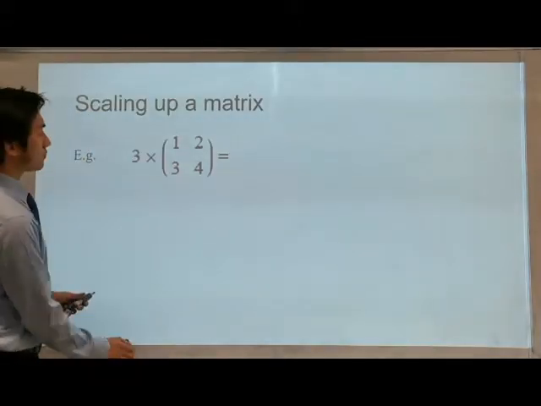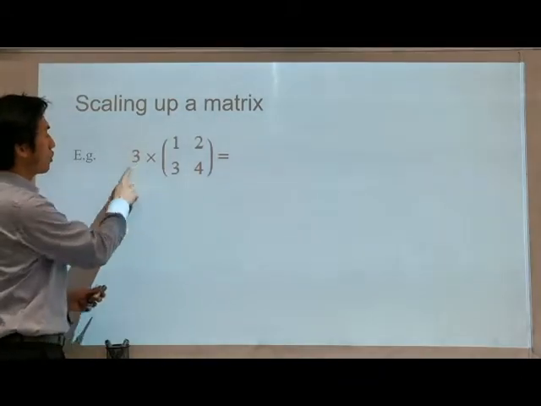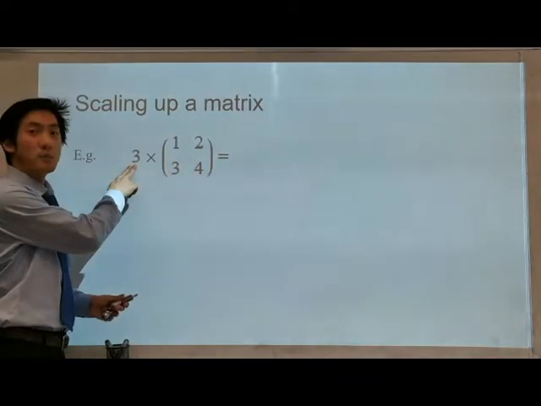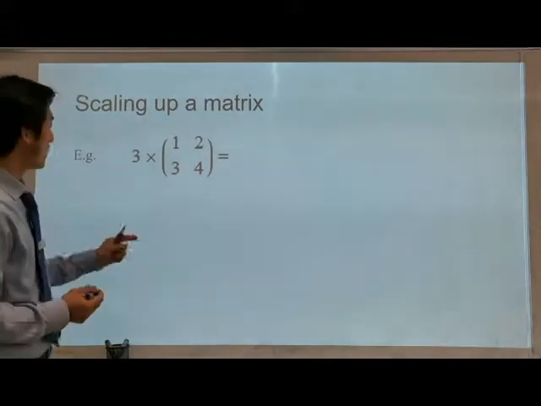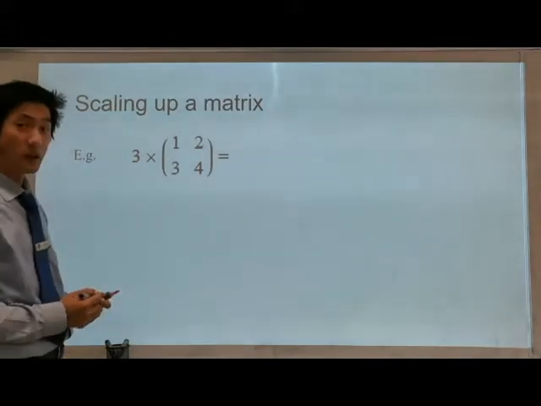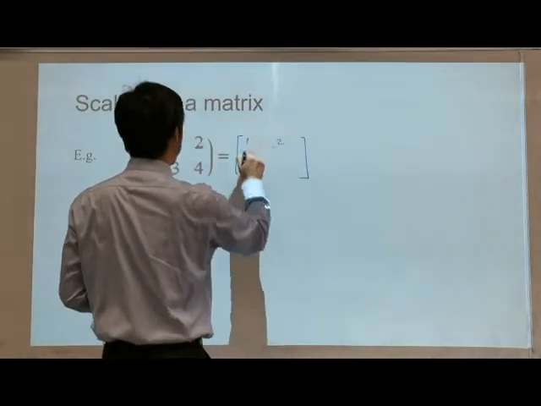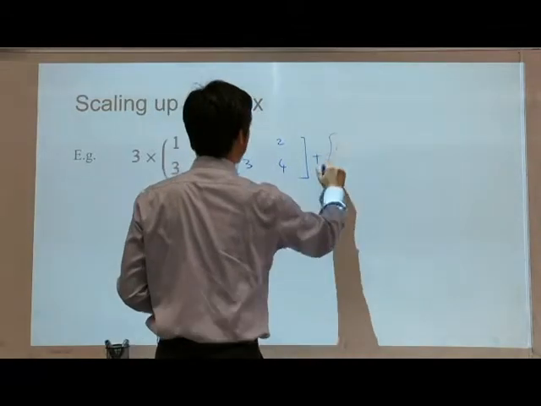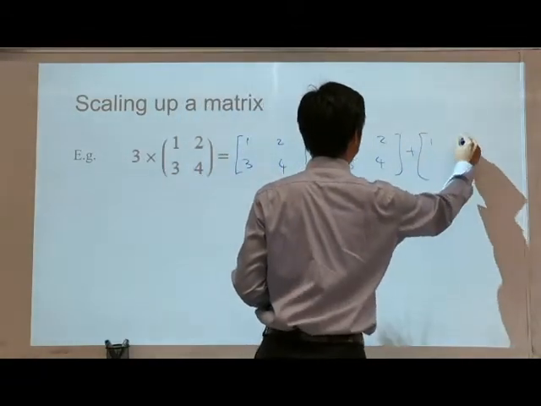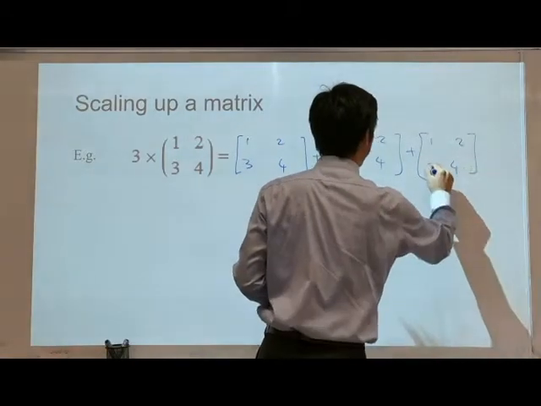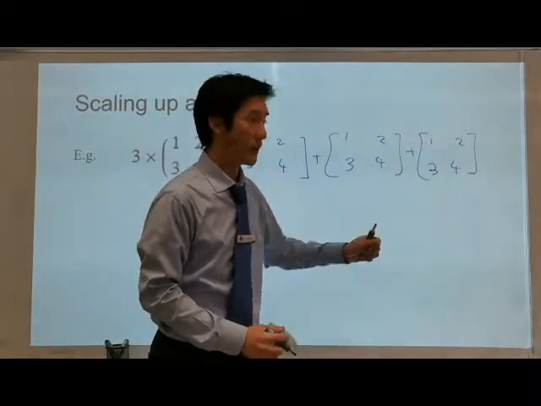In this example, we're going to look at what happens when we're scaling up a matrix. So in this case, we have our matrix and we multiply it by this multiplication factor. Now let's interpret what that means. Multiplying by 3 is the same as repeated addition 3 times. That's the same as writing an addition problem: 1, 2, 3, 4, plus 1, 2, 3, 4. And what we know about adding matrices is that we add the corresponding entries together.